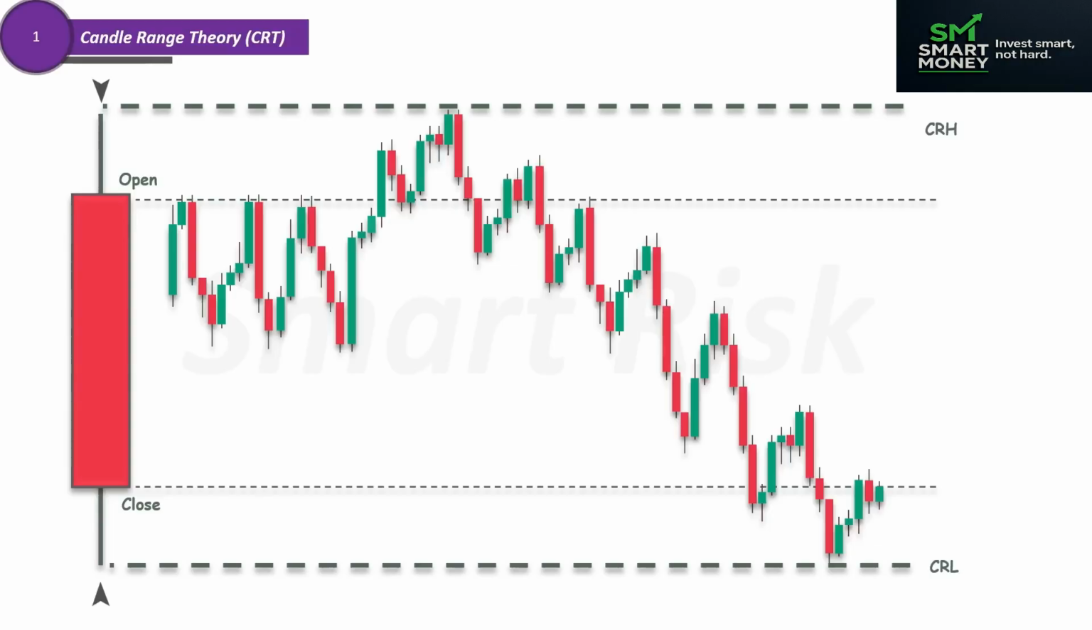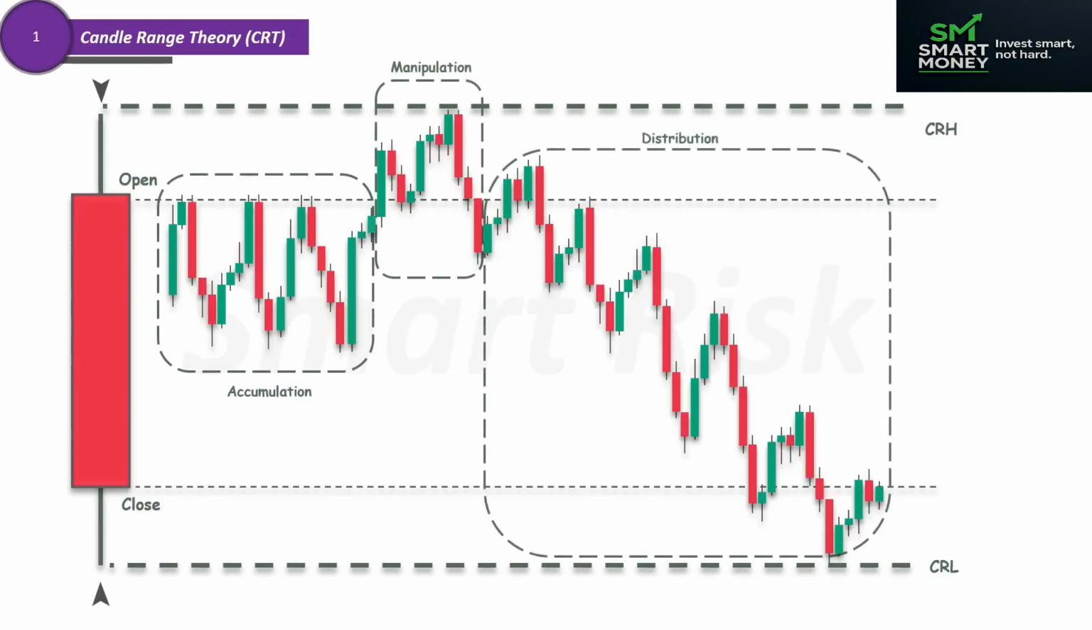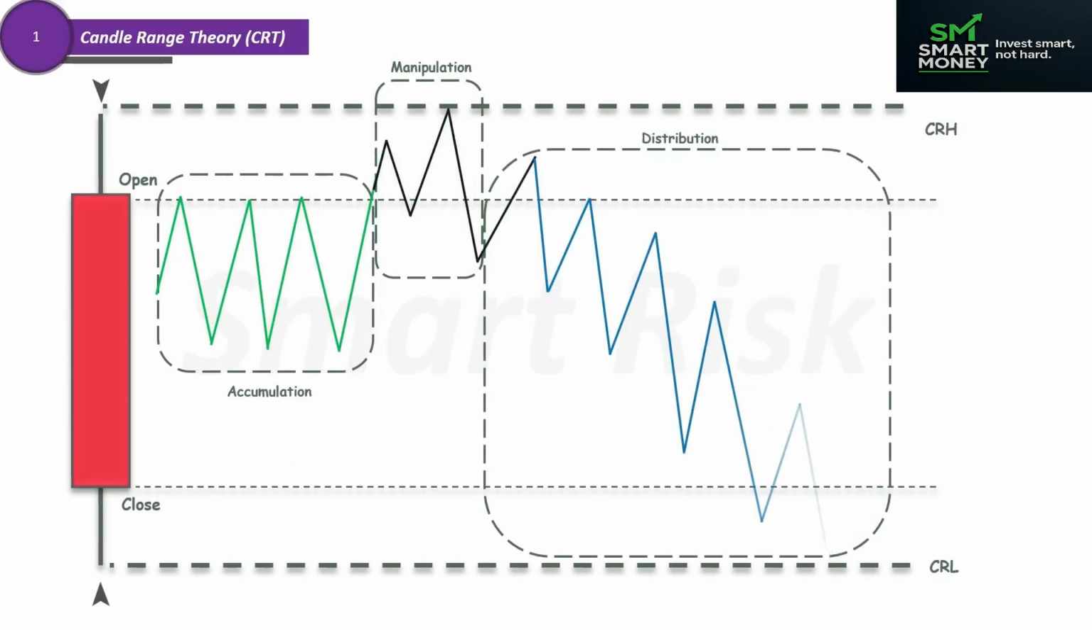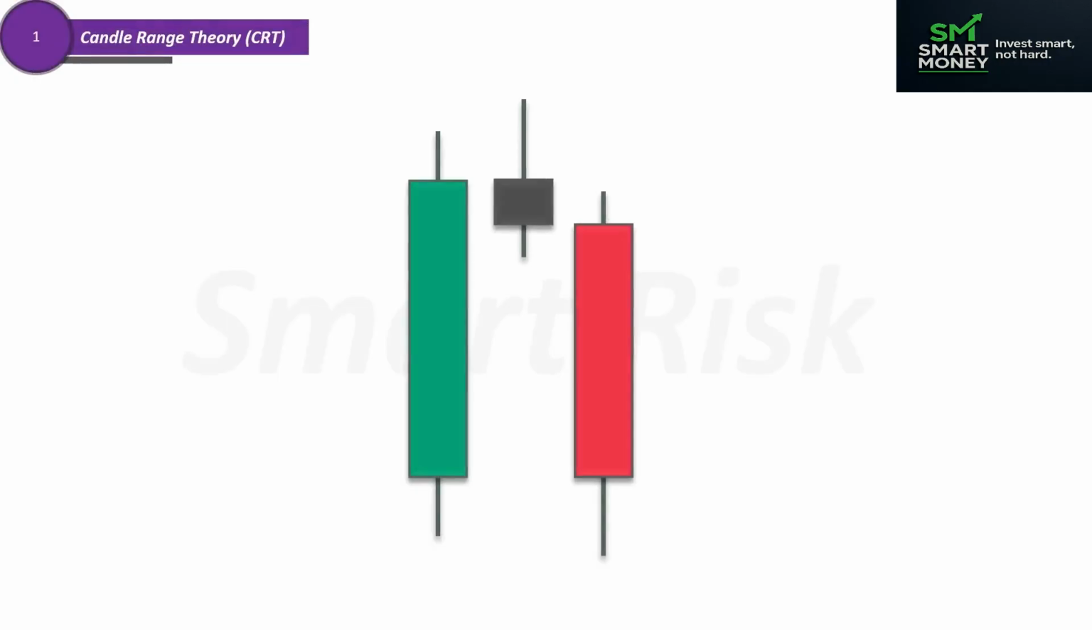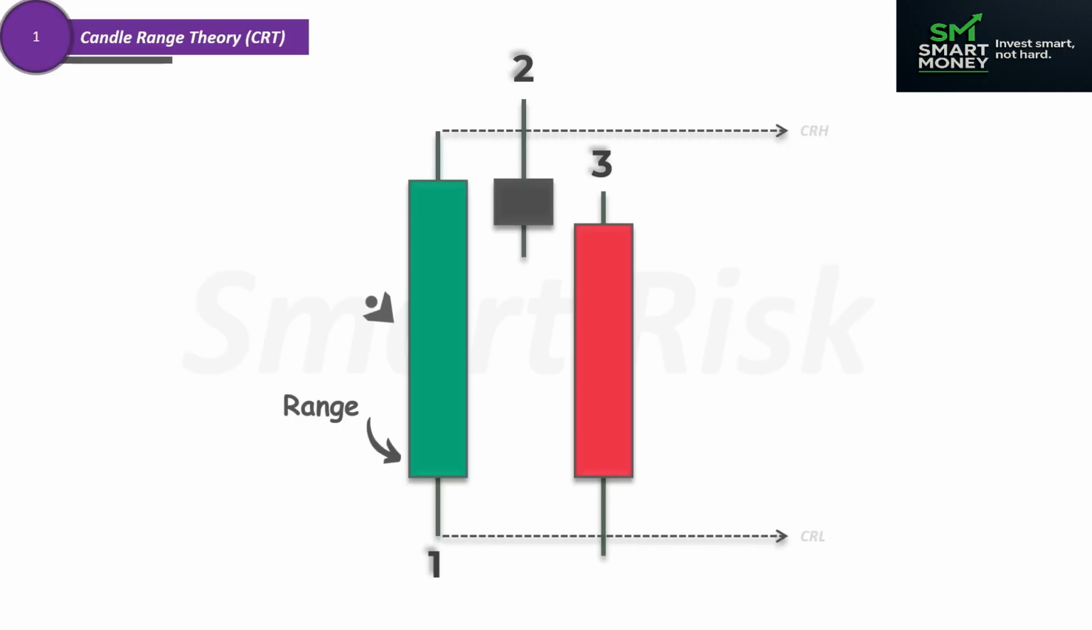The market moves through three main phases: accumulation, manipulation, and distribution, AMD. Price is constantly cycling through these phases, even inside the range of a single higher time frame candle. But with CRT, we are not focused on just one candle. The simplest CRT model is built around a three-candle sequence, and each candle inside that sequence plays its own important role. The first candle, and the most important one, defines the trading range.